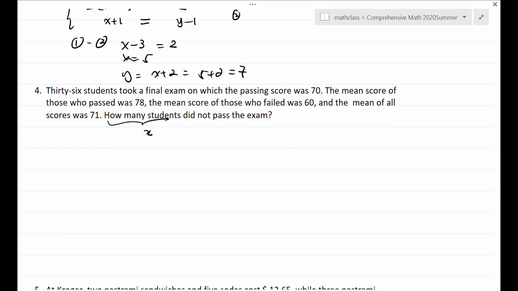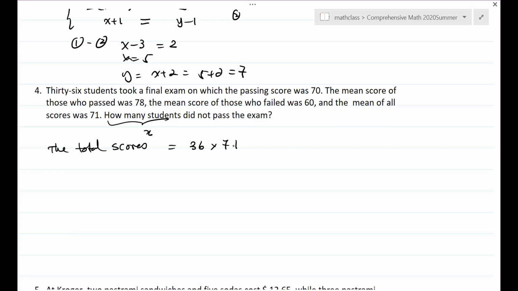The question is how many students there are? Okay, you don't know, right? But we already have 36. We already have 36 students. We already know that. That's a key point. All right, so total score. Can you get the total score? The total score will be 36 times 71 because the mean is 71, right?